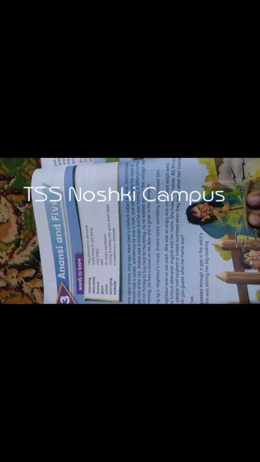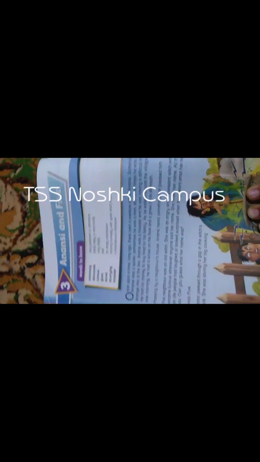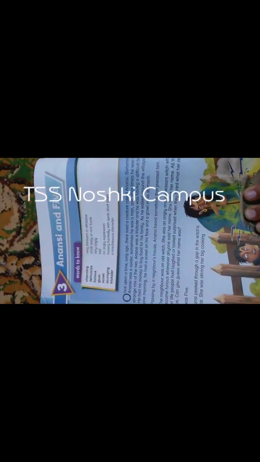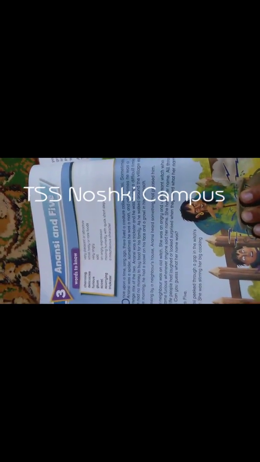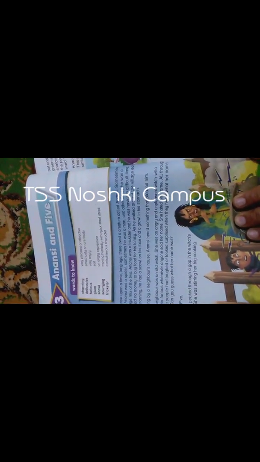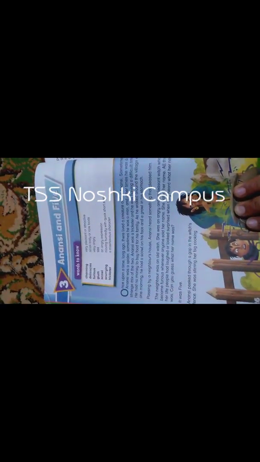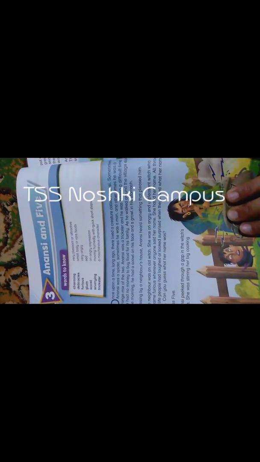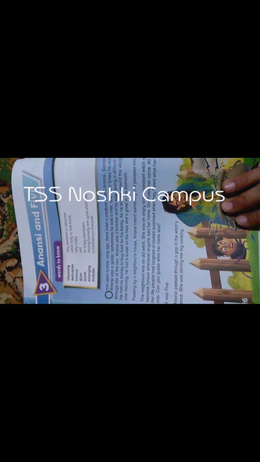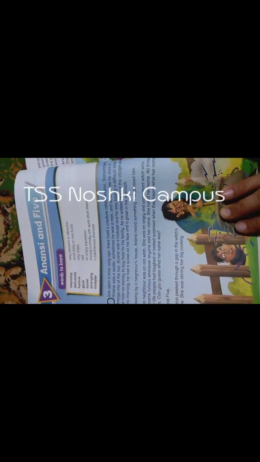Once upon a time long ago, there lived a creature named Anansi. Sometimes Anansi was a spider, sometimes he was a man, and sometimes he was a strange mixture of the two. Anansi was a trickster, underlined trickster, and he was having a difficult time. He had no money to buy food for his family. As he walked around the village early one morning, he had a growl on his face and a growl in his stomach. Passing by a neighbor's house, Anansi heard something that pleased him.